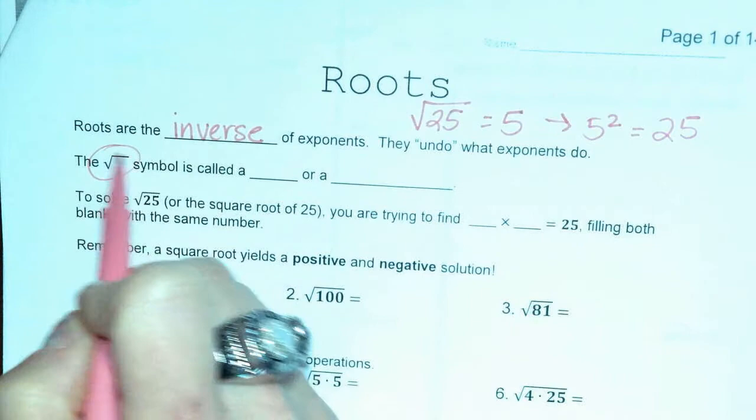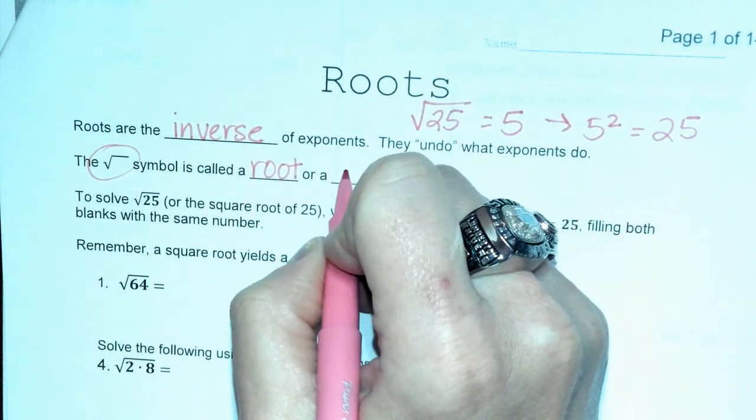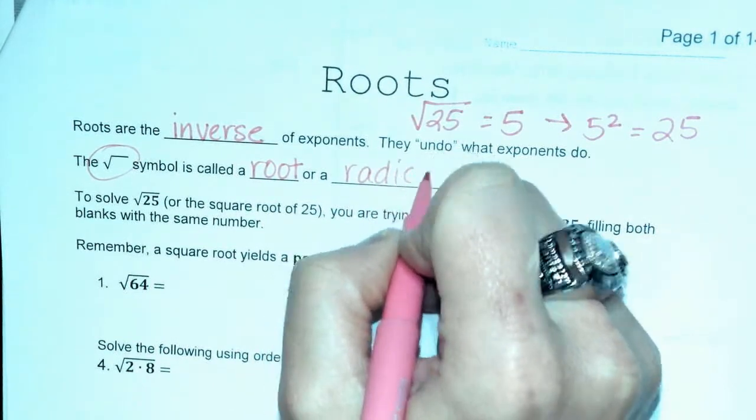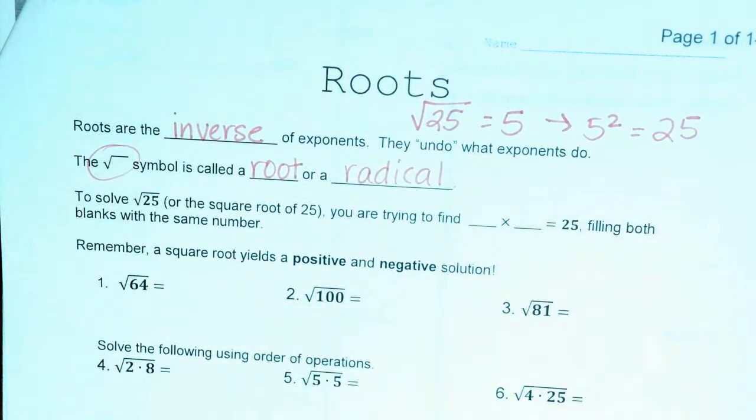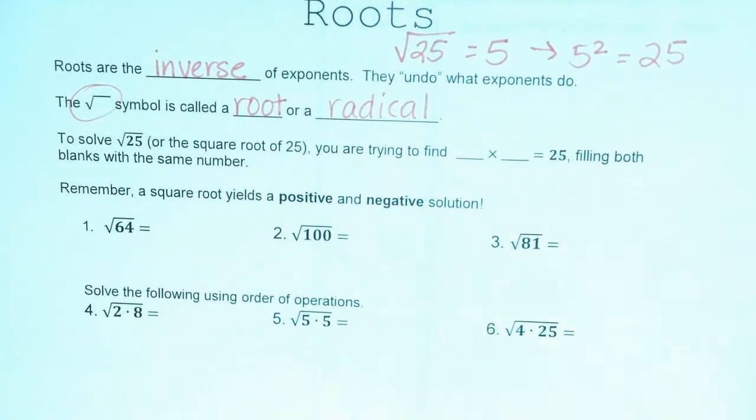So this check mark symbol is called a root or a radical. It's like the 80s. Radical. Yeah, we've talked about this a lot. Nope. It's not like y'all remember everything in this class.